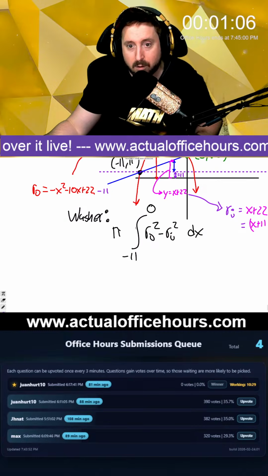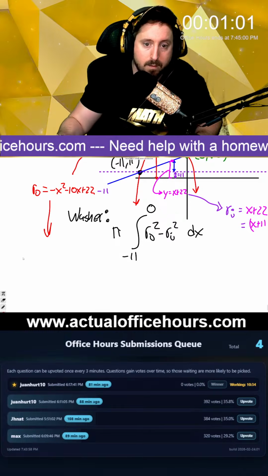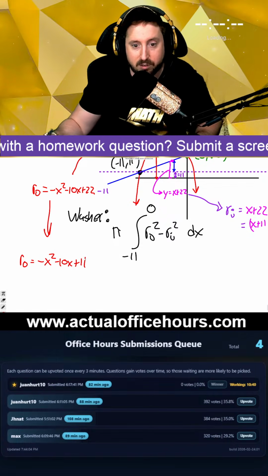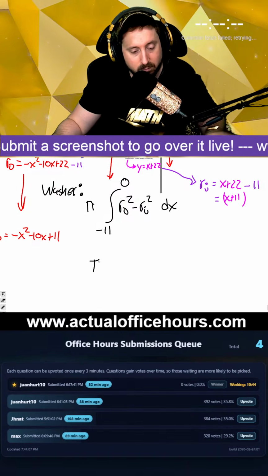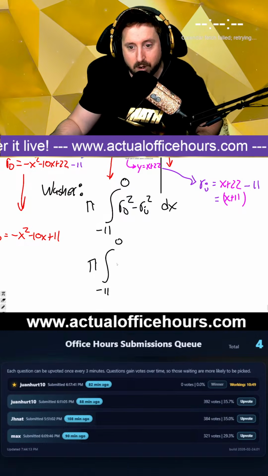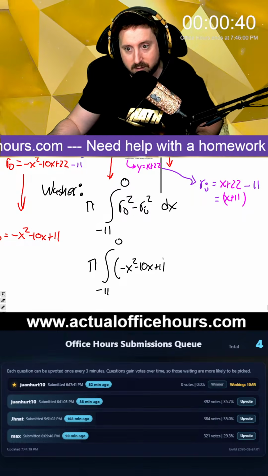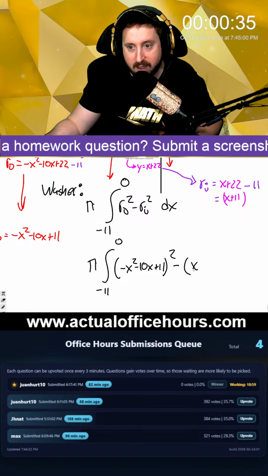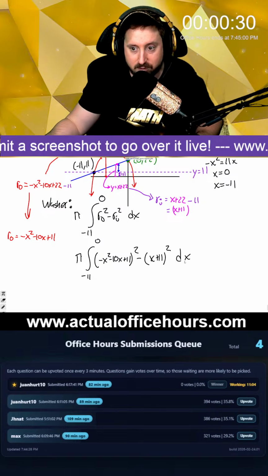Yeah, okay, cool. Right, so then our outer is equal to negative x squared minus 10x plus 11. Okay, so now you just plug this in. And this is just ugly. It's ugly to do this integral. But you have negative 11 to 0. So this would be negative x squared minus 10x plus 11 squared minus x plus 11 squared. And then you do all of this dx.